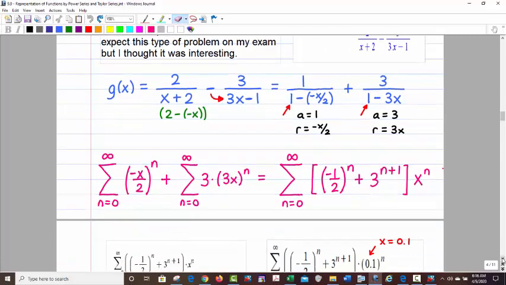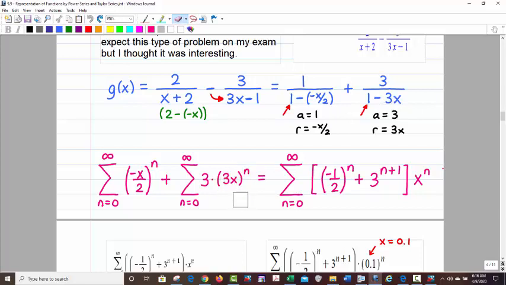Then you actually end up with the sum of two geometric power series. So this one, A is 1, so there's nothing in front here. And R would be negative x over 2. So I have negative x over 2 to the n, plus this A is a 3, so we got a 3 there. And then that's 3x to the n.